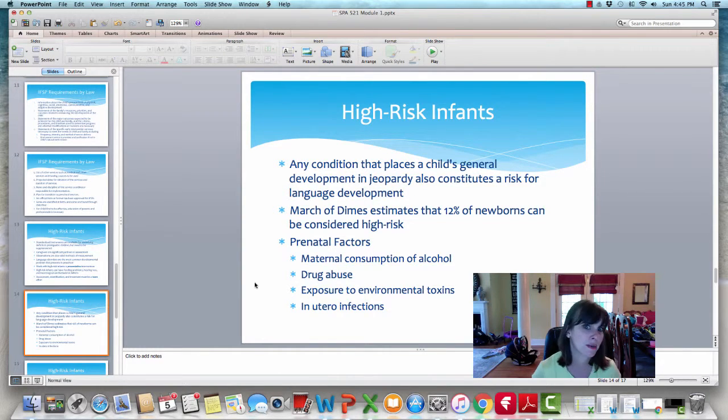So what is a high-risk infant? Any condition that places a child's general development in jeopardy also constitutes a risk for language development. So automatically, if they're born premature, and we know that's a potential risk in their general development, therefore they're at risk for language problems. And I've known several people, friends, associates, whomever, who've had children that were premature. And I remember having conversations with them about the conversations that were had with them in the hospital setting, and saying, okay, she was born at 32 weeks gestation, so she had to stay in the NICU for 4 weeks.